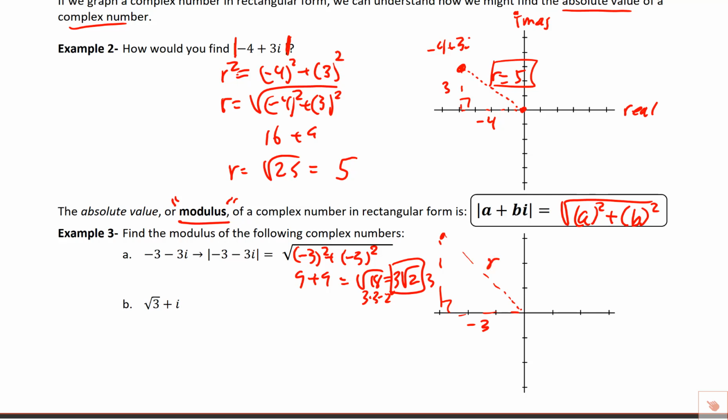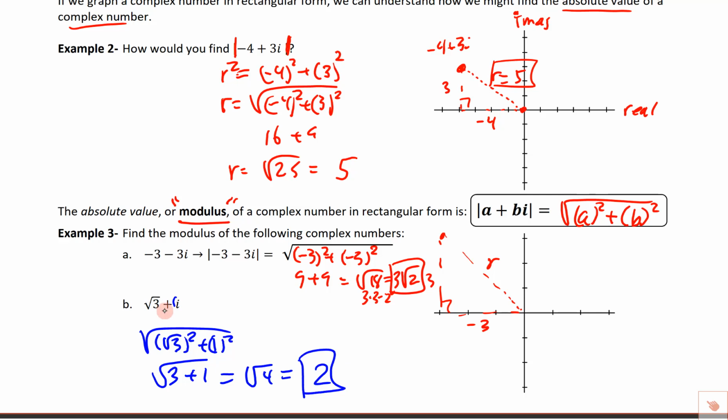I'm going to go ahead and change colors for this one here. So we're going to take the real part, radical 3, and we're going to square it. The imaginary part, which is a 1, and we're going to square that. So squaring the square root of 3, I get 3. Square 1, I get 1. So this is the square root of 4. So we end up with 2. So the modulus of this complex number in rectangular form is 2.